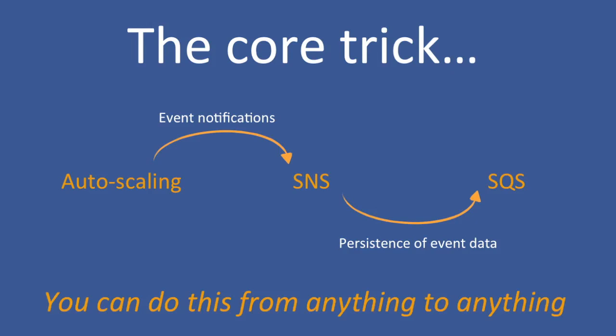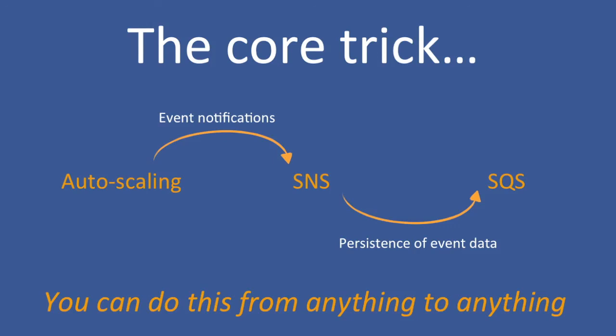And you can do this really from anything to anything. I've just shown here the example of trapping auto-scaling events, but these could be any events that you're publishing with one simple publish message call to SNS, persisting those in an SQS queue, and then having some other application consuming them for any sorts of business process that you might want to implement in your apps.